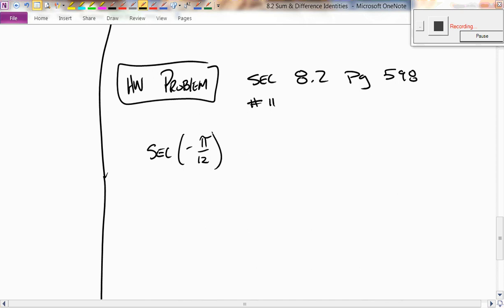Secant of negative pi over 12. Okay, well, first of all, we don't have a secant sum formula, so what do? Yeah, there you go. You change this into 1 over the cosine of negative pi over 12. Very good. Okay, now, we got to find a good way to break up negative pi over 12. Anybody see it?